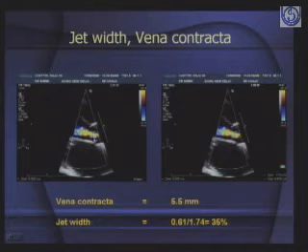Take the width of the vena contracta just at the beginning of the jet, from the aortic valve, and here the vena contracta width is 5.5 millimeters. What is the jet width? This jet width is the width of the aortic regurgitation jet in the left ventricular outflow cavity, right?